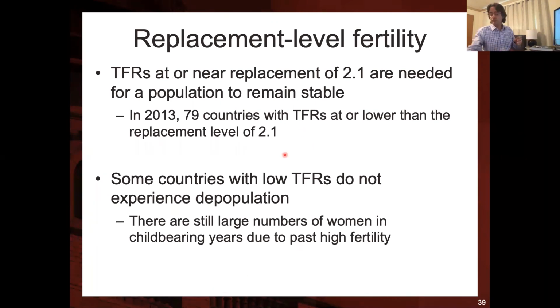This is something that I mentioned to you before. A total fertility rate at or near the replacement level of 2.1 is needed for a population to remain stable, because then you would have enough children to replace the couples, or more specifically, enough daughters to replace the population of mothers. In 2013, 79 countries had total fertility rates at or lower than the replacement level. And some countries with low total fertility rates do not experience depopulation, because we still have large numbers of women in childbearing years, between 15 and 49 years of age, because of past high fertility. So a lot of these countries, although they have low fertility rates, are not experiencing depopulation because the overall number of women of reproductive age is still high.